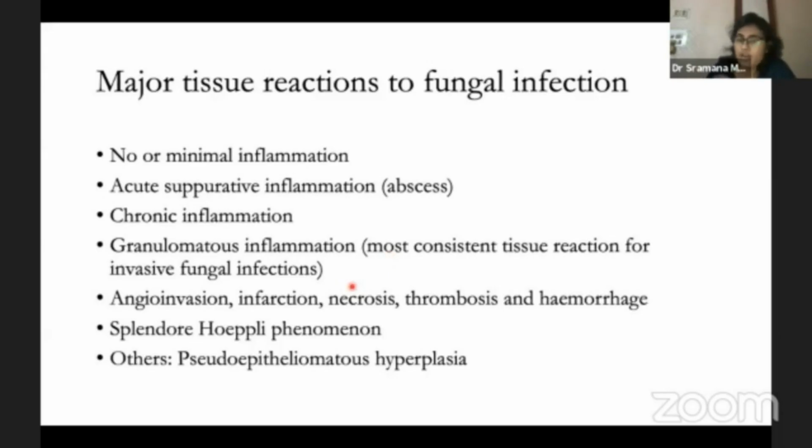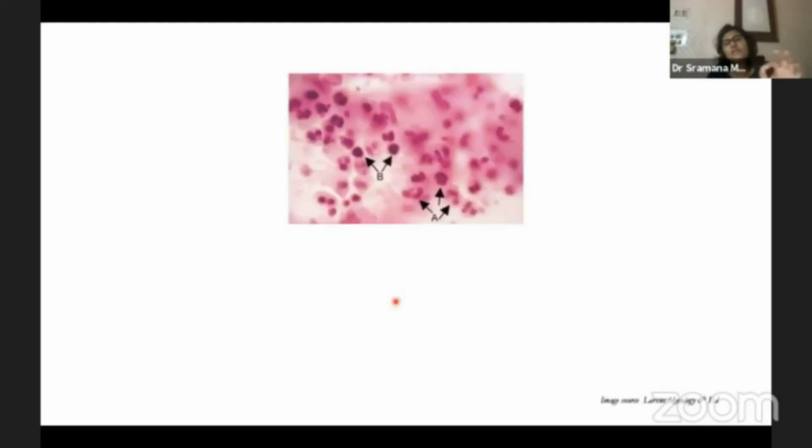There are other features apart from inflammation, certain other reactions that give us an idea as to what the fungal pathogen could be. Very important is to note whether there is evidence of angioinvasion, that is invasion of the blood vessels in the tissue sample, and whether there is infarction, necrosis, thrombosis, and hemorrhage. Certain fungi induce a specific characteristic reaction, known as the Splendore-Hoeppli phenomenon. I will elaborate on that. Based on the organ, for example skin or mucocutaneous organs, we can see specific reactions like pseudoepitheliomatous hyperplasia.